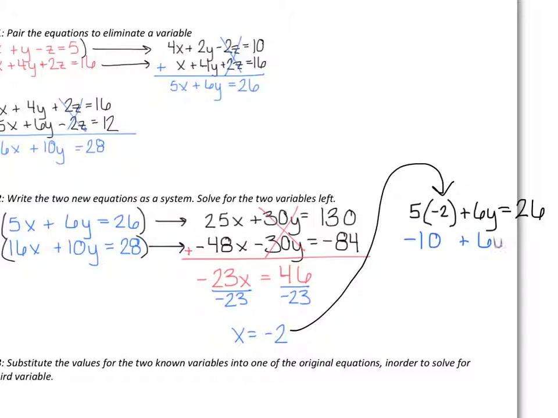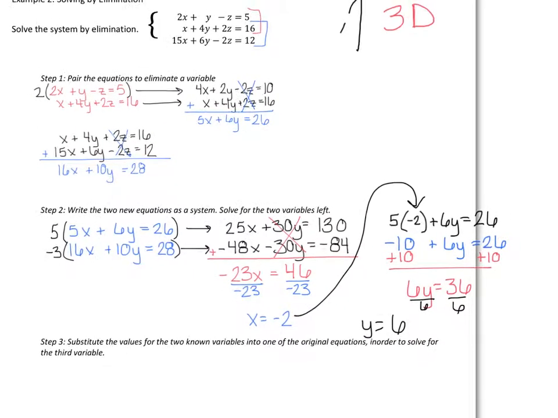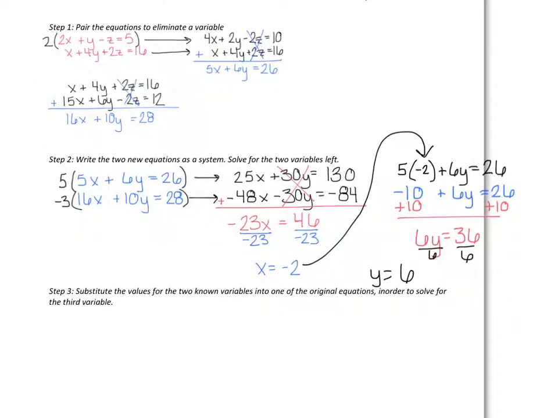Okay, give us a second to catch up. So let's see, I'm going to add my 10 over. 6y equals 36. Divide by 6, divide by 6. Y equals 6. That's the devil's number. 6, 6, 6. So negative 2, 6.